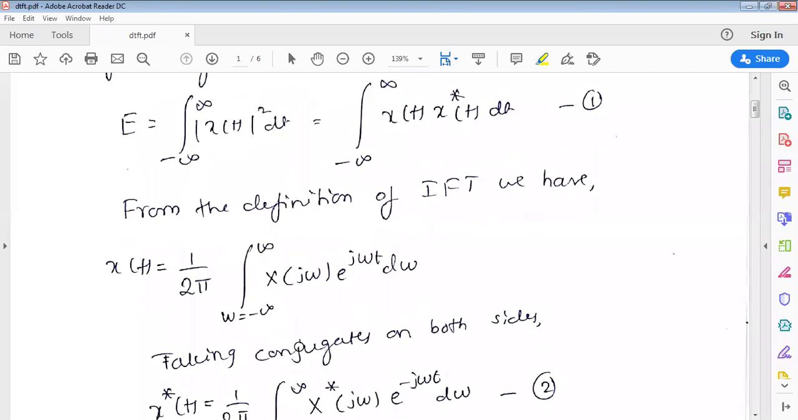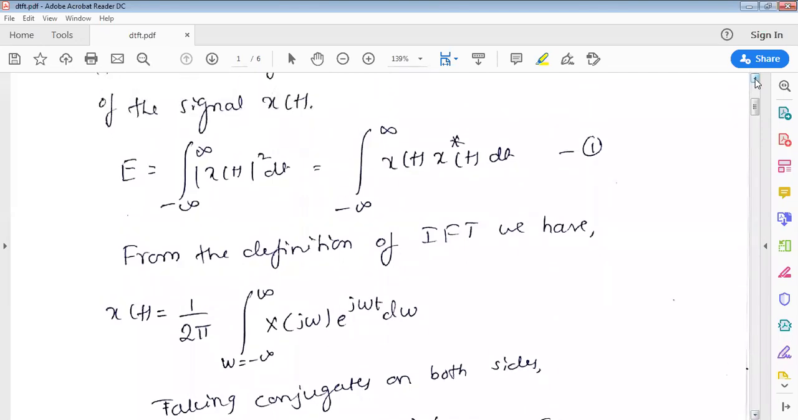Repeat the previous step, sir. Once again, I'll go to the previous step. E is equal to |x(t)|^2. This I will write as x of t into x star of t.